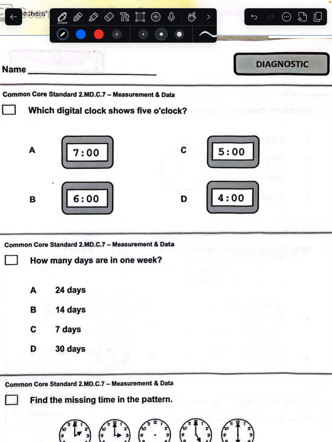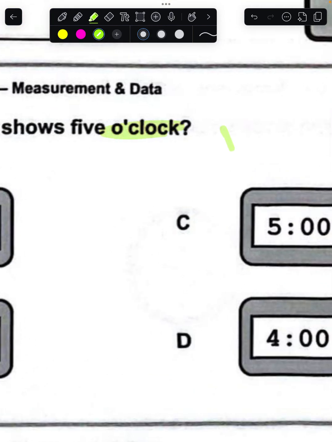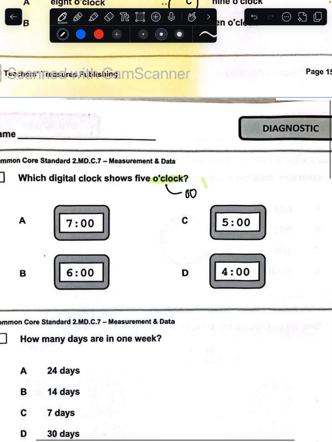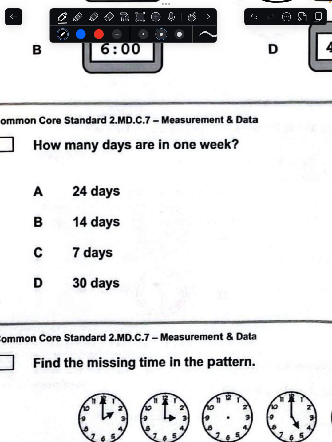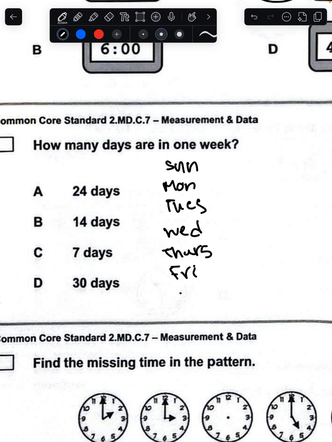Next, it asks, which digital clock shows 5 o'clock? So this one is really easy. Again, o'clock also means just 0, 0. So 5 o'clock would be C. Okay. Next, this one's a common sense question, but how many days are in 1 week? So we have Sunday, Monday, Tuesday, Wednesday, Thursday, Friday, and Saturday. And that is C, 7 days.